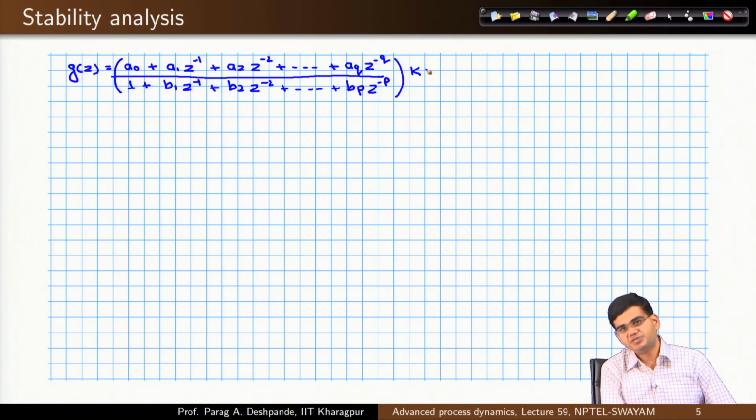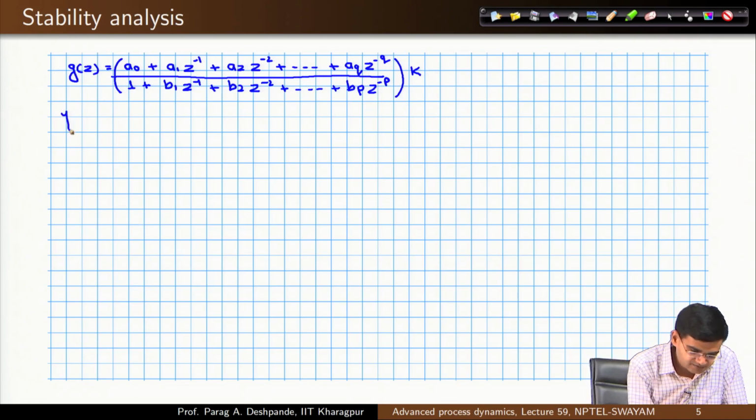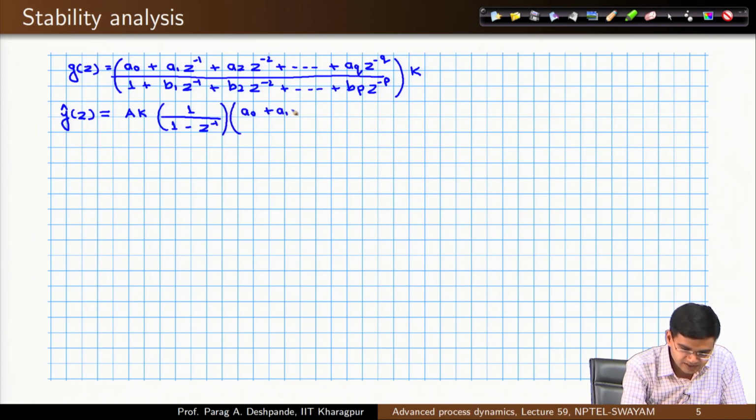So, this is the general p q order discrete time pulse transfer function. We will do the same analysis, subject this to a step input. What is going to happen? Y of z subject to a step input would be a k times 1 upon 1 minus z inverse times a 0 plus a 1 z inverse plus a 2 z inverse squared plus a q z to the power minus q divided by.